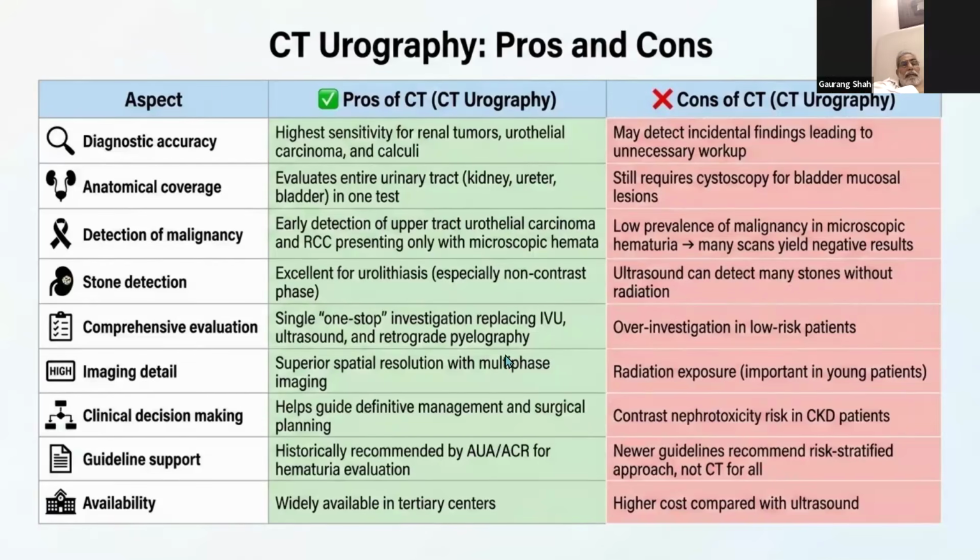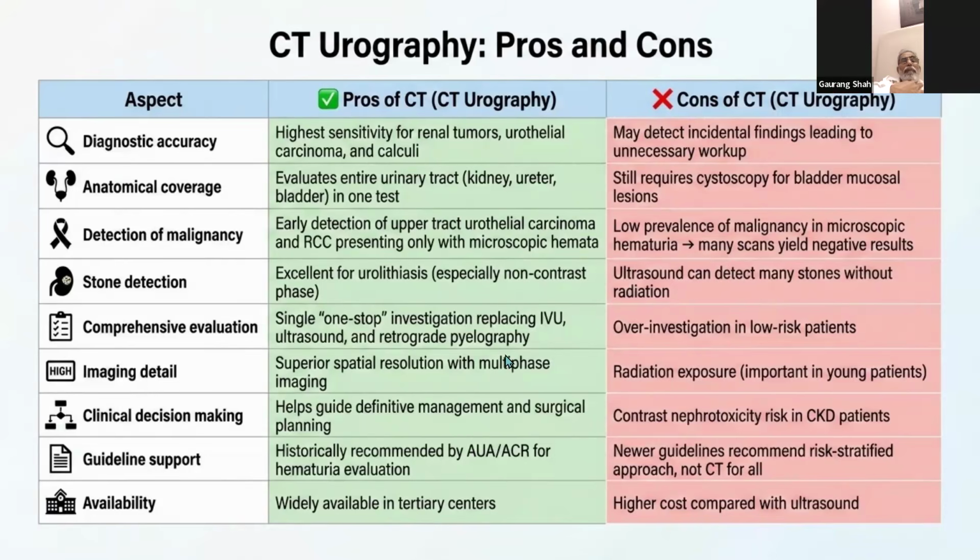And this is for detection of tumors, bladder carcinoma. So almost 5% of the patients may have malignancy. So that is why we have to be a little vigilant whenever there is a high risk. Fine. Yes, sir.